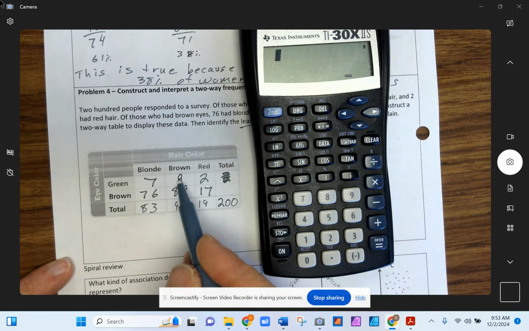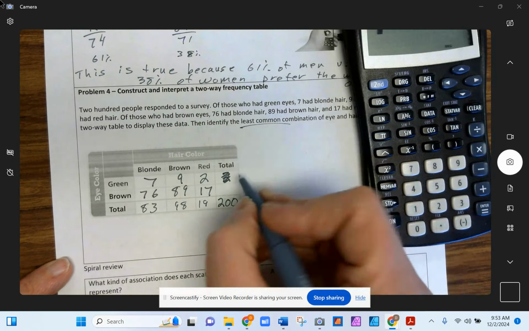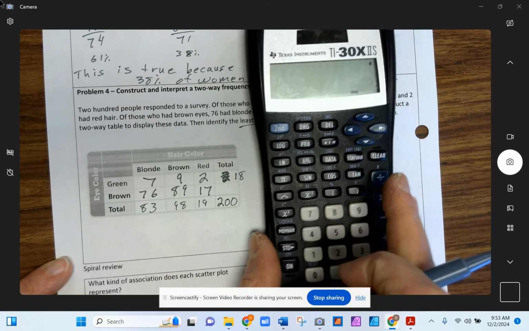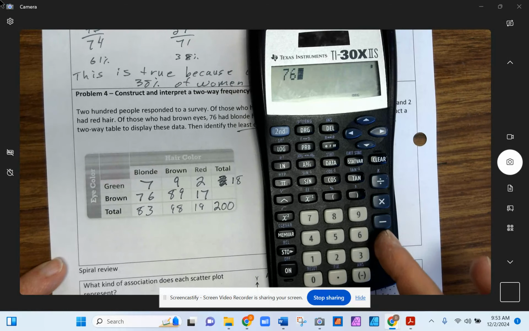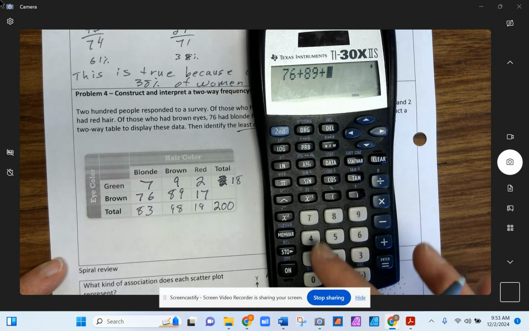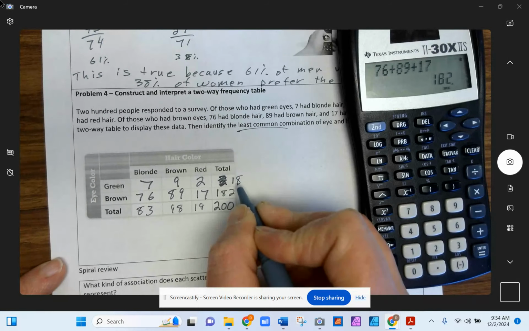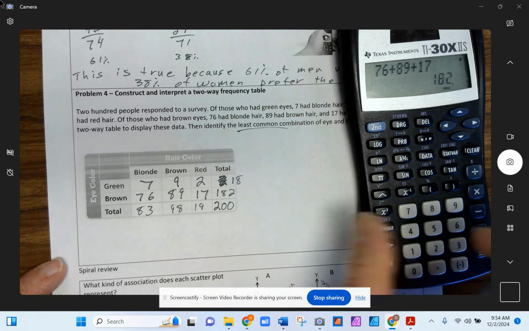Now 7 plus 9 is 16, plus 2 is 18. Okay, and then 76 plus 89 plus 17. I'm just going to use the calculator here. 76 plus 89 plus 17 gets us to 182, right? And 182 plus 18 is 200, okay?